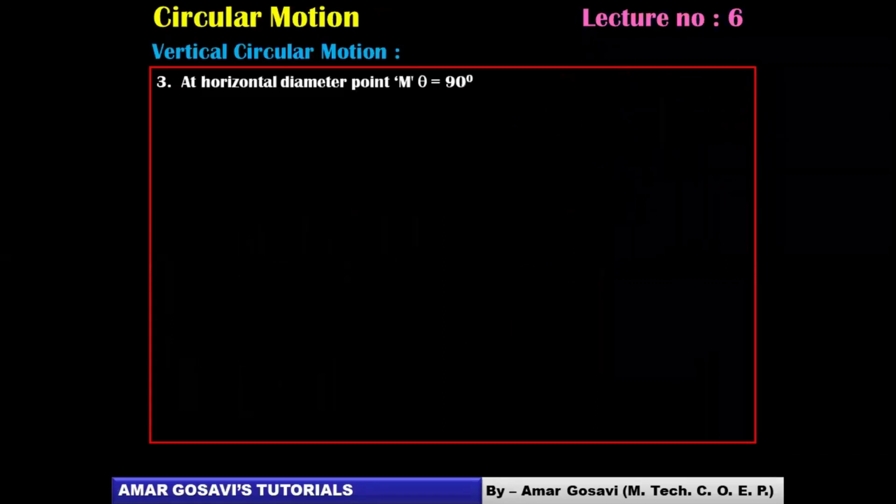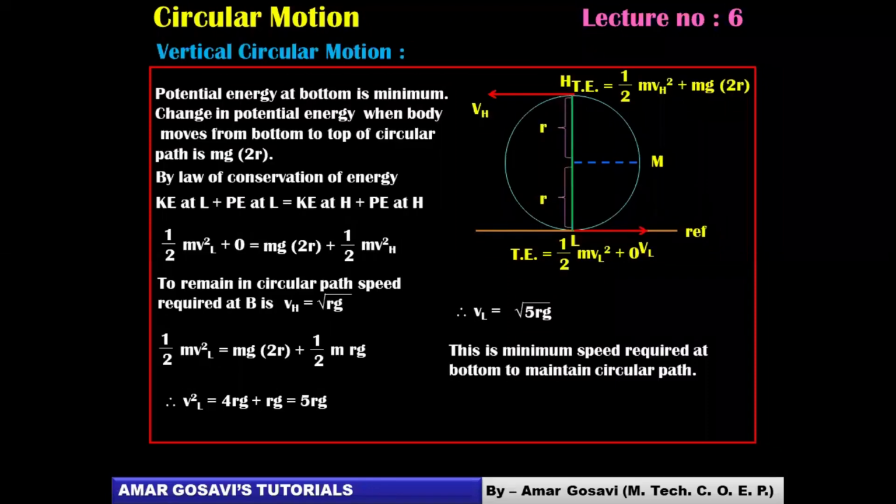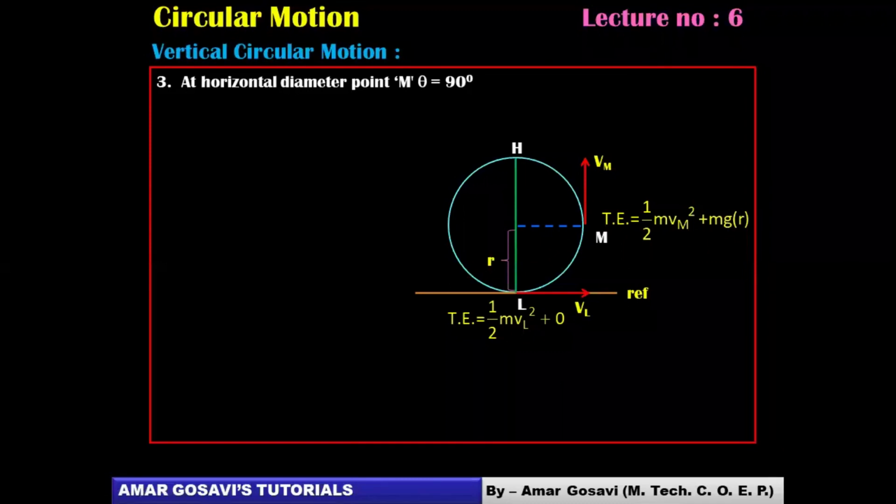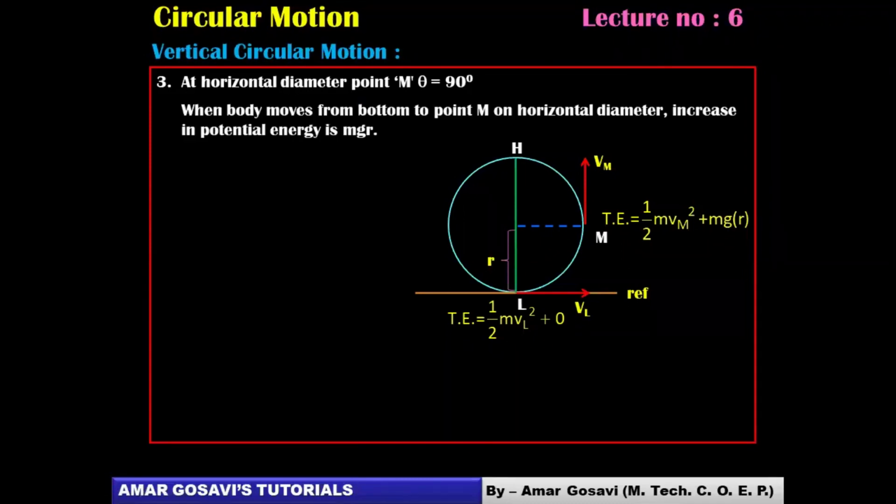Let's move ahead. So at the midway position, if you observe this diagram, you can see at the midway position angle theta is 90, and you all know cos 90 in this case will be 0. But then when the body moves from bottom to the midway position, what will happen? Here the potential energy was 0. Whatever energy was there was kinetic energy. So kinetic energy will get converted into potential energy at the midway position.